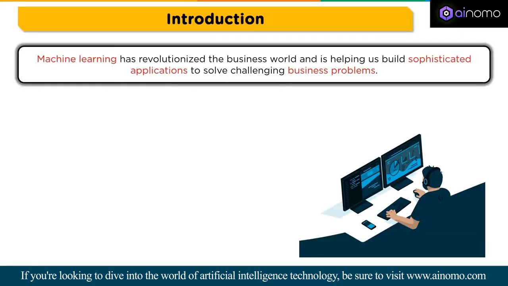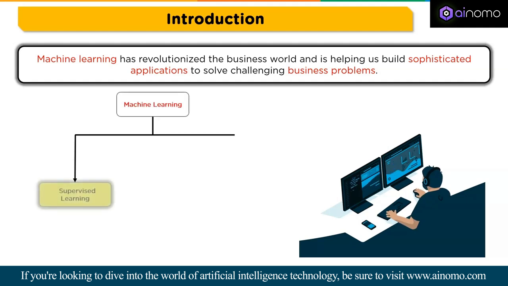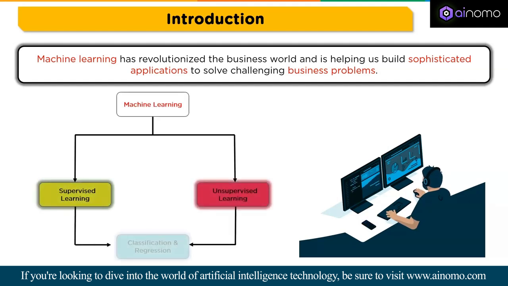Machine learning has revolutionized the business world and is helping us build sophisticated applications to solve challenging business problems. Using supervised and unsupervised machine learning models, you can solve problems using classification, regression, and clustering algorithms. In this video, we will discuss a supervised machine learning algorithm in Python called Logistic Regression. Logistic regression can be used to solve both classification and regression problems.